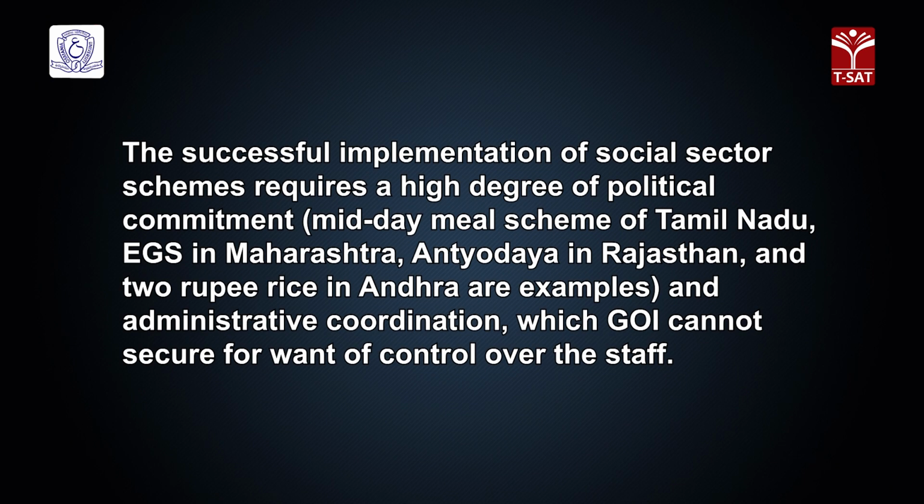Many states are ruled by a political party different from that at the center. These governments do not put their weight behind centrally sponsored schemes formulated by the union government, as they see no political advantage in successful implementation of such schemes. The successful implementation of social sector schemes requires a high degree of political commitment, for example the midday meal scheme of Tamil Nadu, EGS in Maharashtra, Antyodaya in Rajasthan and 2 rupee rice in Andhra and Telangana, and administrative coordination which the Government of India cannot secure for want of control over the staff.